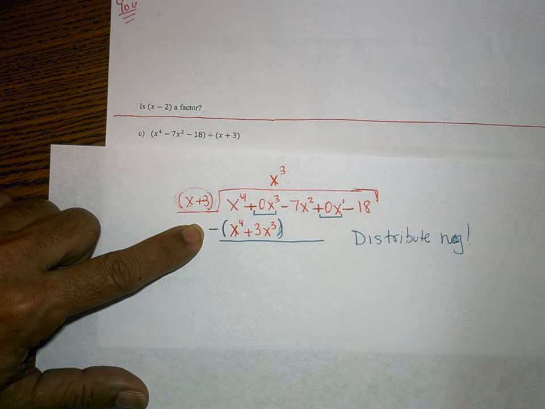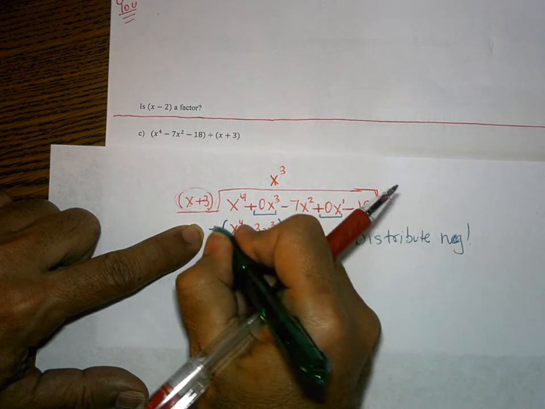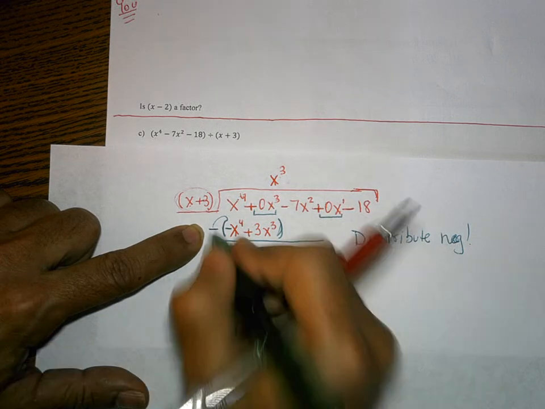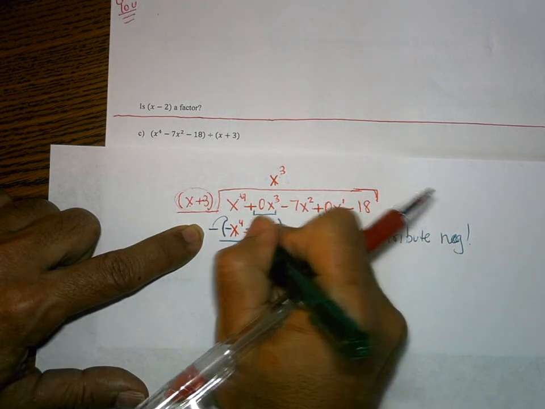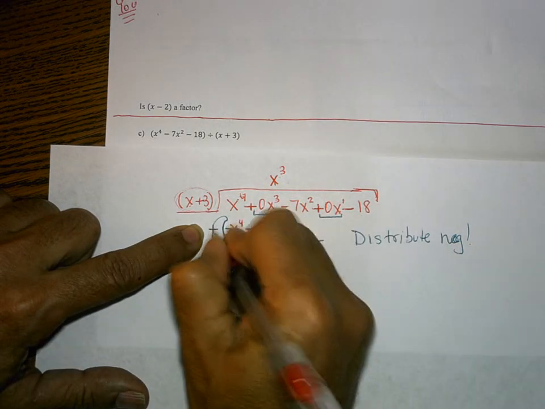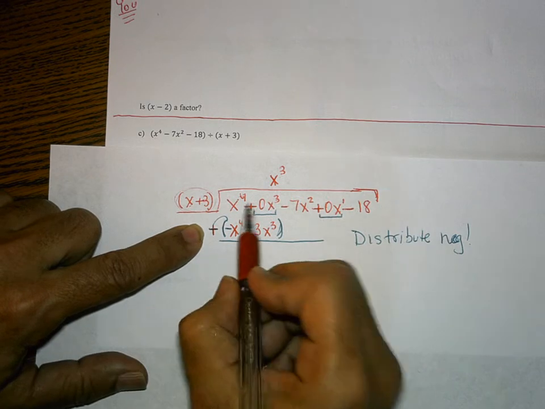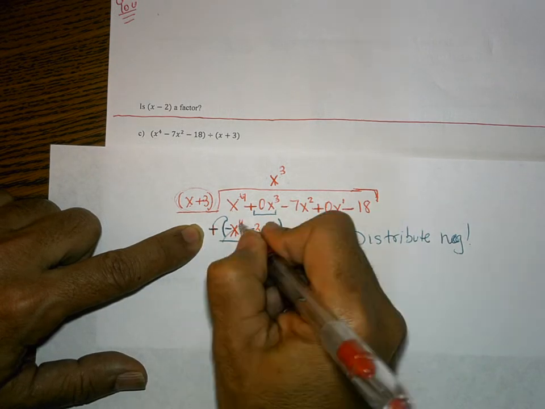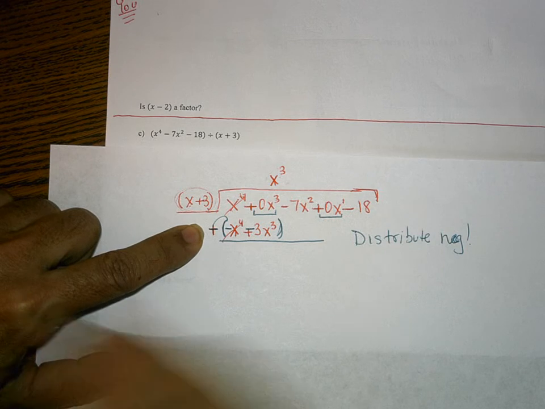So let's distribute our negative to this value. It's going to become negative x to the 4th. And this one is going to become negative. So I can say I'm adding 2 negative values. So x to the 4th plus negative x to the 4th is 0. I can cross it out. I don't want to write a 0.